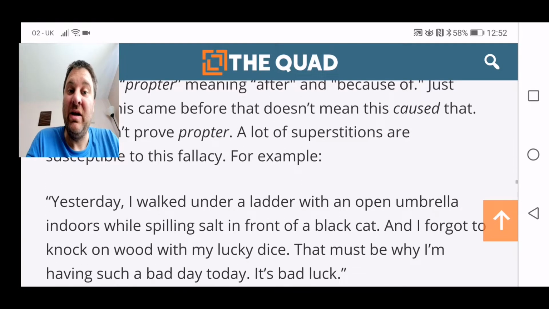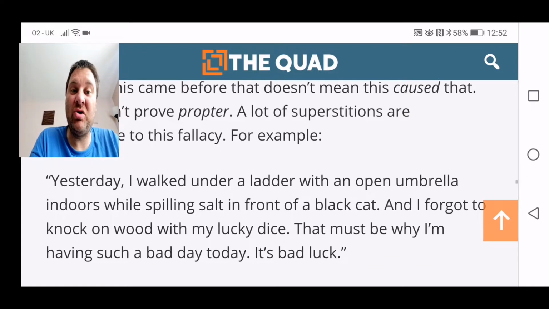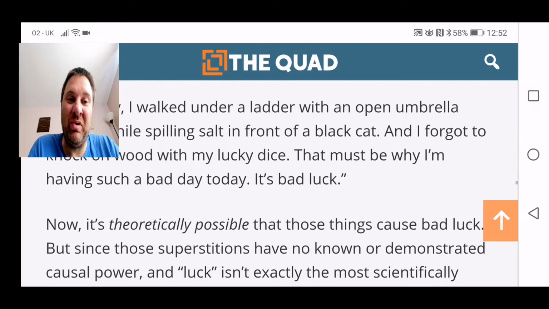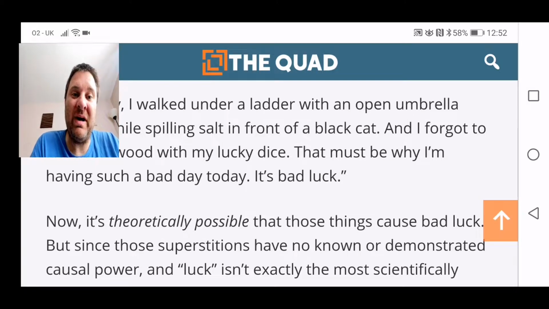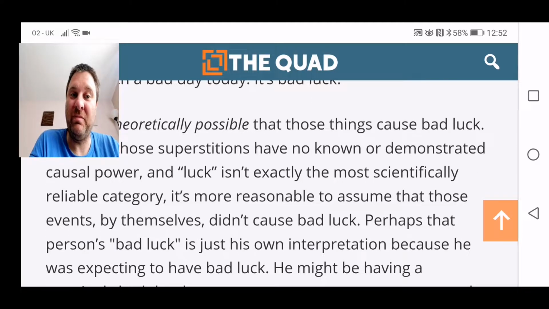A lot of superstitions are susceptible to this fallacy. For example, yesterday I walked under a ladder with an open umbrella indoors while spilling salt in front of a black cat, and I forgot to knock on wood with my lucky dice. That must be why I'm having such a bad day today. It's bad luck. Now, it's theoretically possible that those things cause bad luck, but since those superstitions have no known or demonstrated causal power, and luck isn't exactly the most scientifically reliable category, it's more reasonable to assume that those events by themselves didn't cause bad luck.